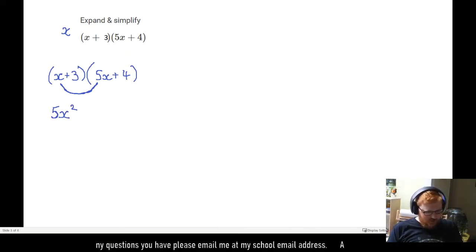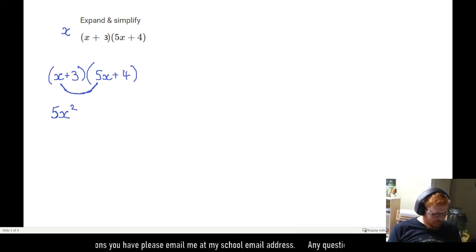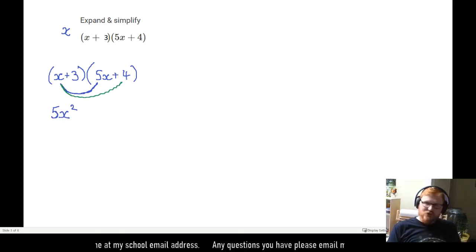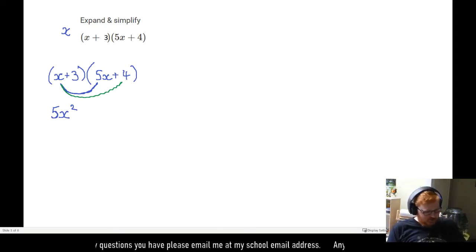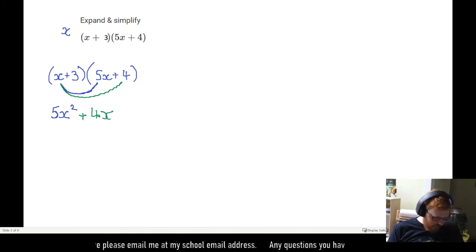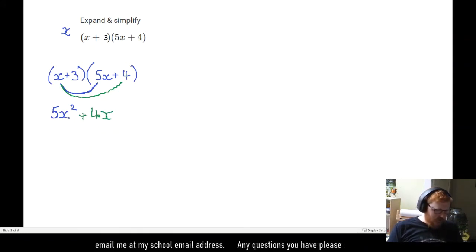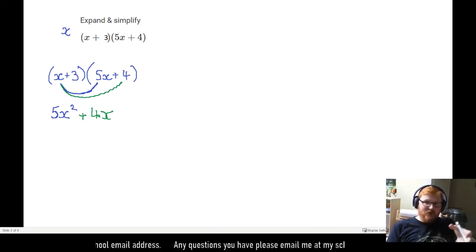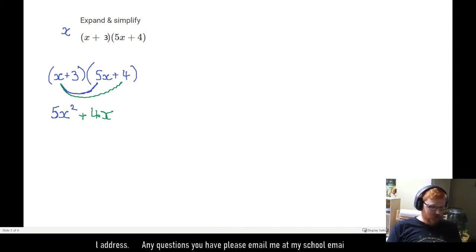Now, because I can, I'm going to use different colours on this, just because technology allows me to do it. Now, this x also needs to multiply the 4. And 4 times x, or x times 4, is 4x. Let's choose red, because now I've multiplied the 5x plus 4 by x to give me 5x squared plus 4x.